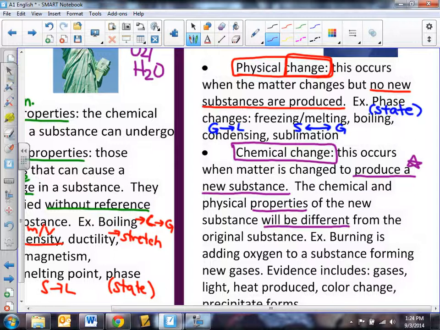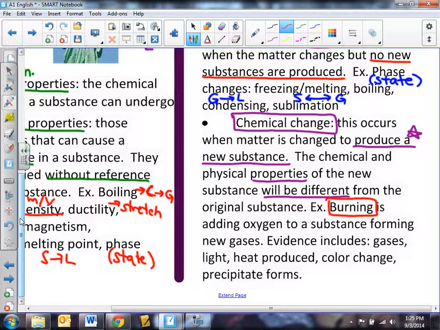So a really good example of a chemical change is any time something is burnt. Burning is when you add oxygen, and so sometimes, because you can't see oxygen, people don't realize that it's a chemical reaction. But burning is when you add oxygen to a substance and you get new, different gases formed because of it.